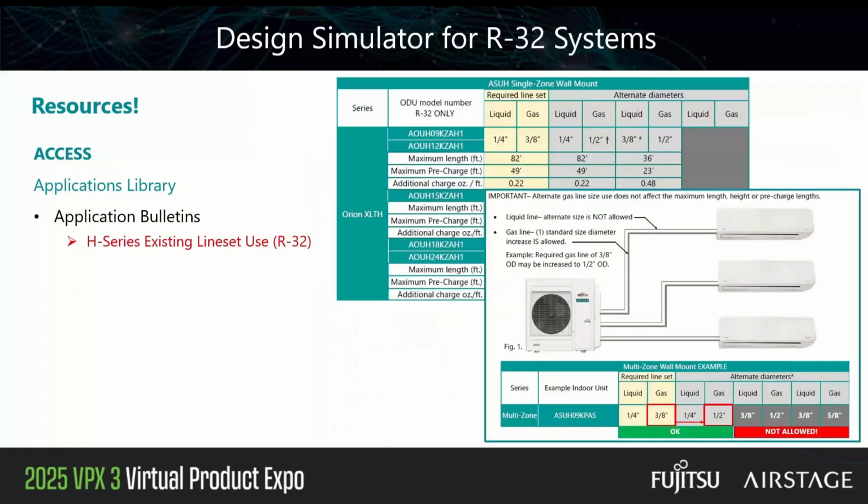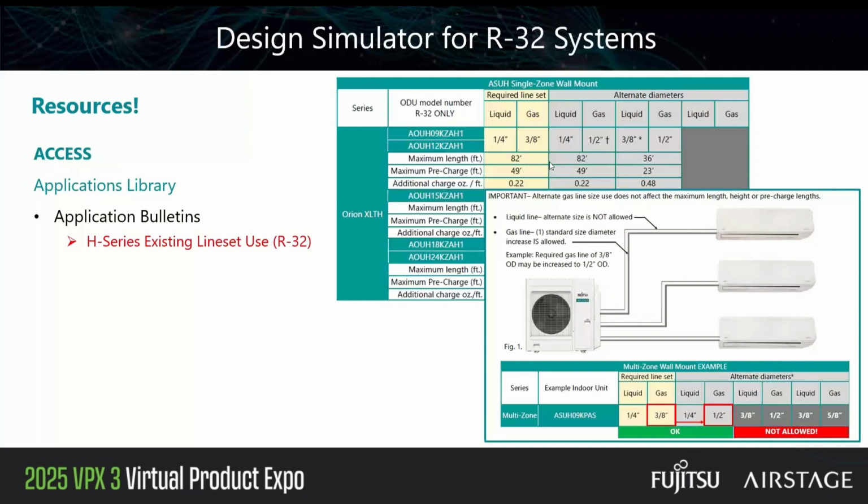And also, we talked about this before. If you were to use an existing line set, whether it's single zone or multi-zone, let's take a look at a single zone example. Let's just say you have an AUH 12 KZAH or XLTH. We see that the required line set is 1/4 by 3/8, and you can say, well, we have a clean existing line set, it's clean, we're good, but it's 3/8 by 1/2. Can I go from 1/4 by 3/8 to 3/8 by 1/2? Actually, in this case, you can.